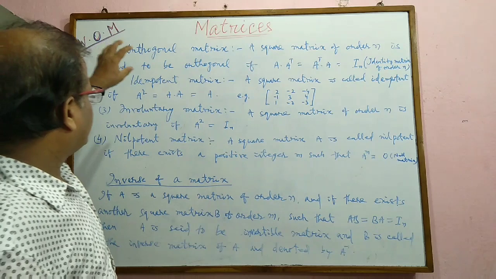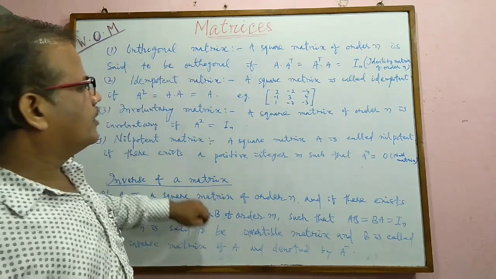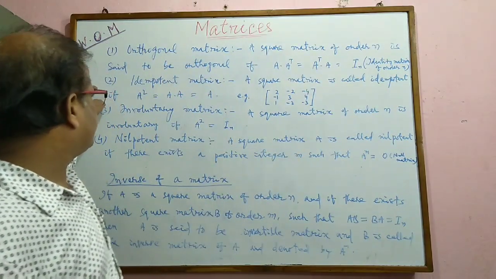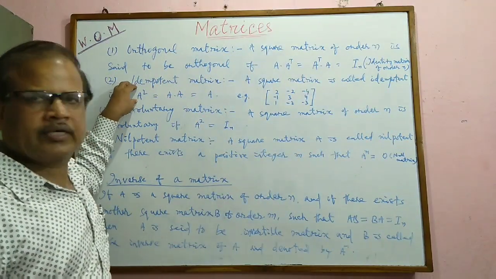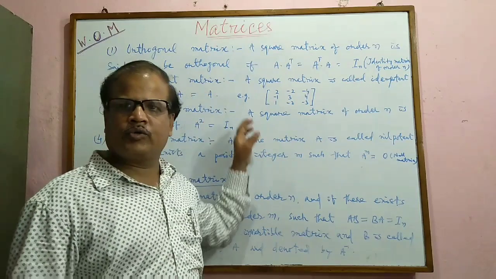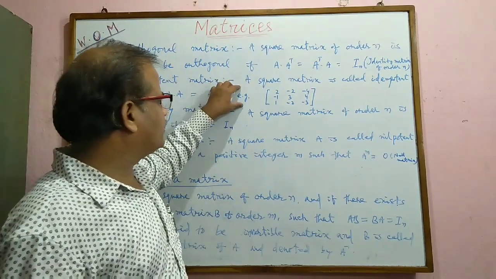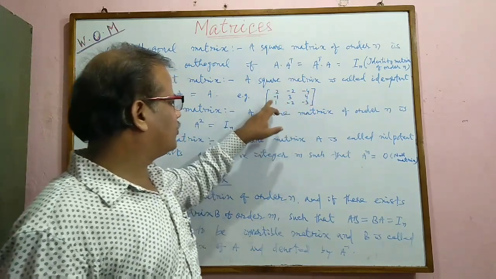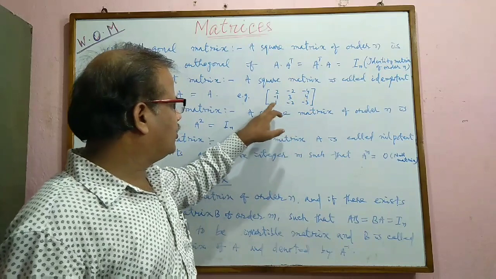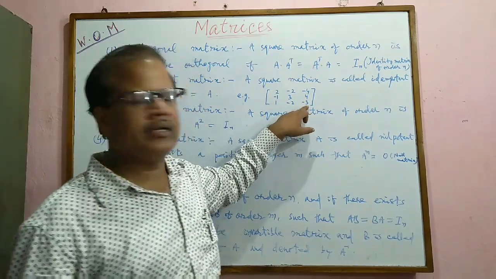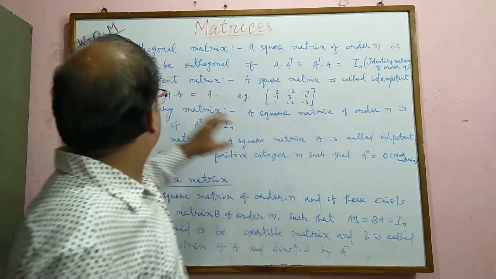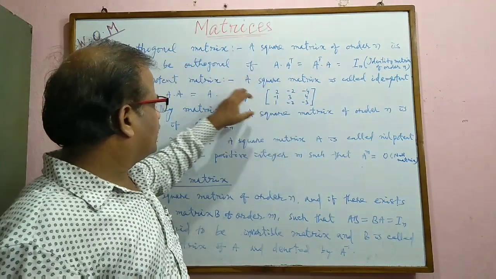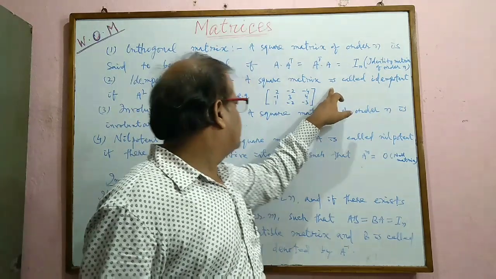The second is idempotent matrix. A square matrix is called idempotent matrix if A square, that is A into A, is equal to A. For example, the matrix 2, -2, -4, -1, 3, 4, 1, -2, -3 is an idempotent matrix, since here A into A is equal to A.